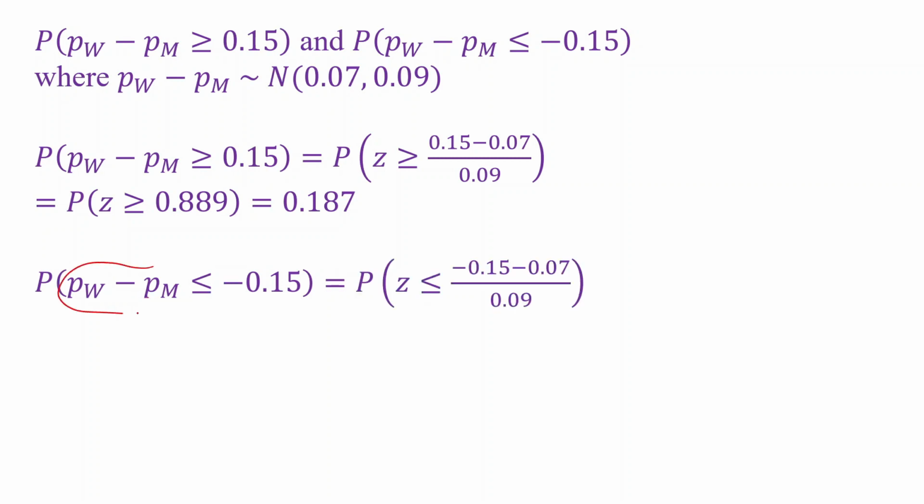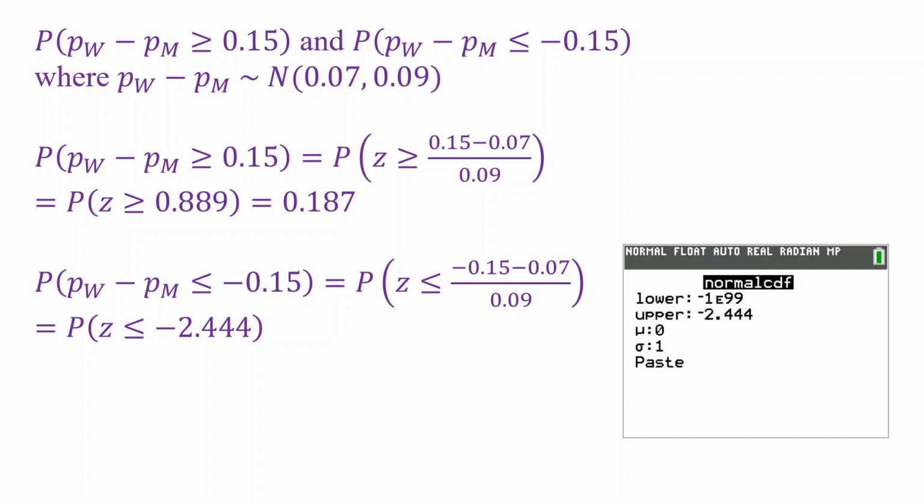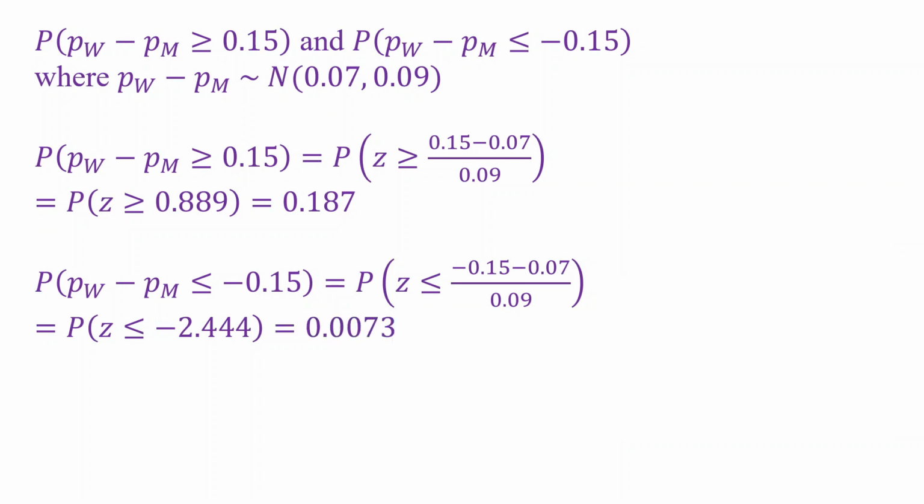So again, I want to change this into a Z, so I'm going to take this value, subtract the mean, divide by the standard deviation, and then I get this value, Z less than or equal to negative 2.444. Put that into my calculator. These are the boundaries that I'm looking at, and I'm going to get my probability of 0.0073. Now I expected that probability to be a bit smaller because in my original difference, the proportion of women who got less than 7 hours of sleep was larger than the proportion of men, but still something that I needed to make sure I found the probability of.